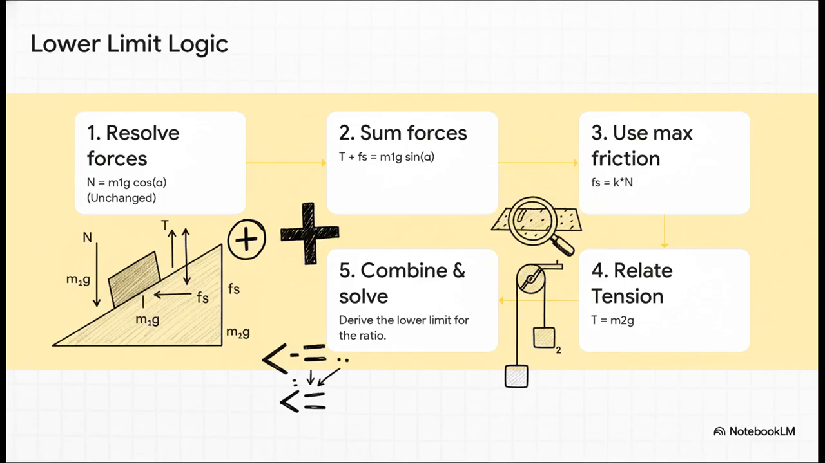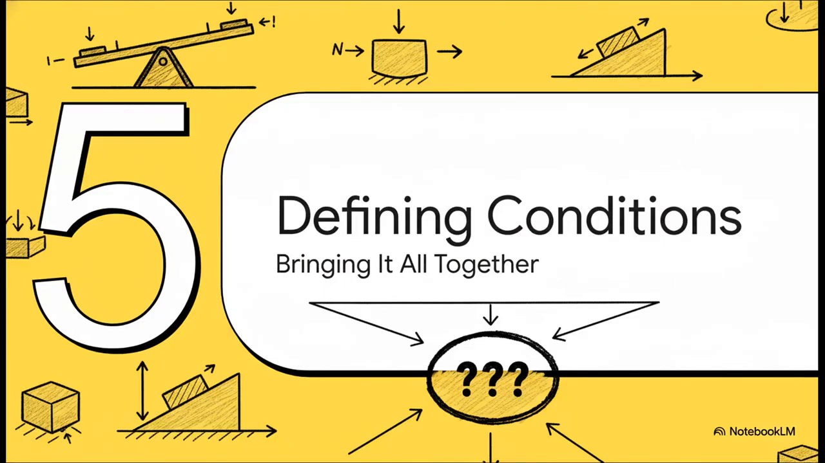See that? The sign on the friction term flipped. That one little minus sign becoming a plus sign changes everything. We solve this, and we get the lower boundary for our mass ratio. Okay, deep breath. We've done the hard work. We've found the two tipping points, the absolute upper limit and the absolute lower limit. Now we can finally put it all together and answer all three parts of the original question.